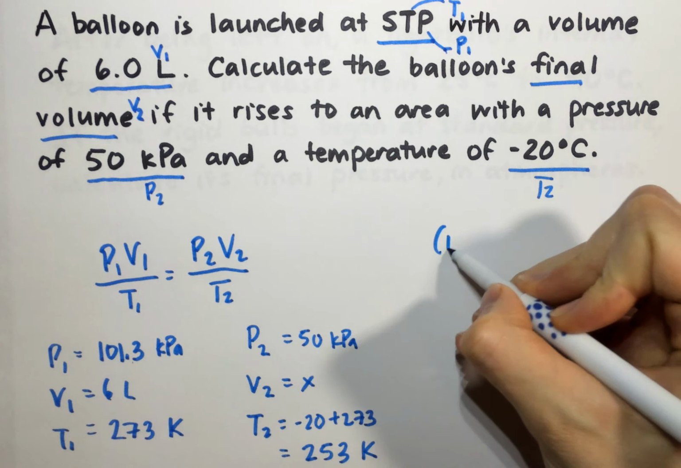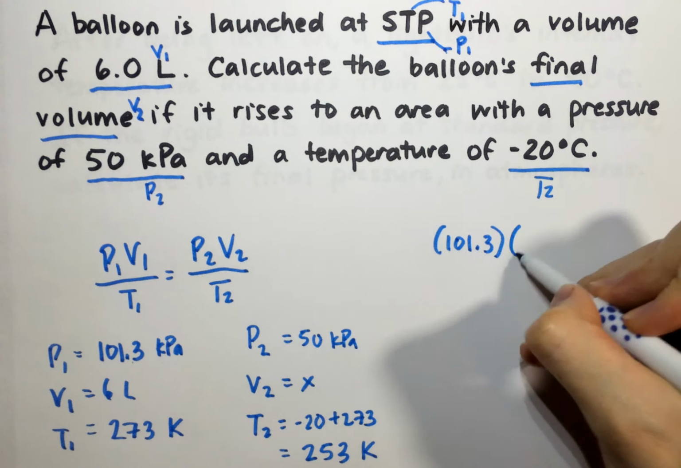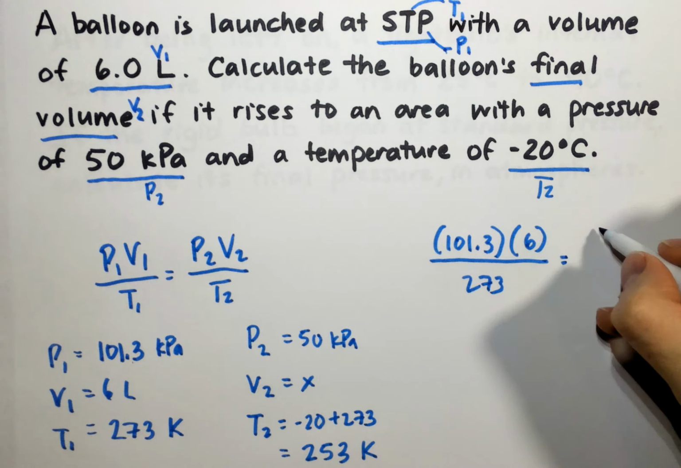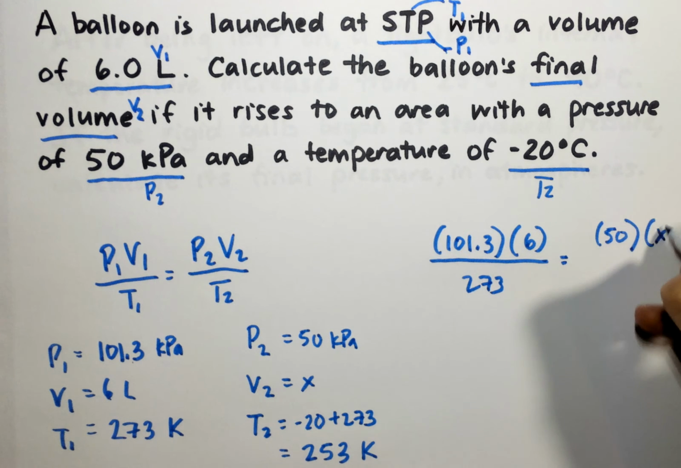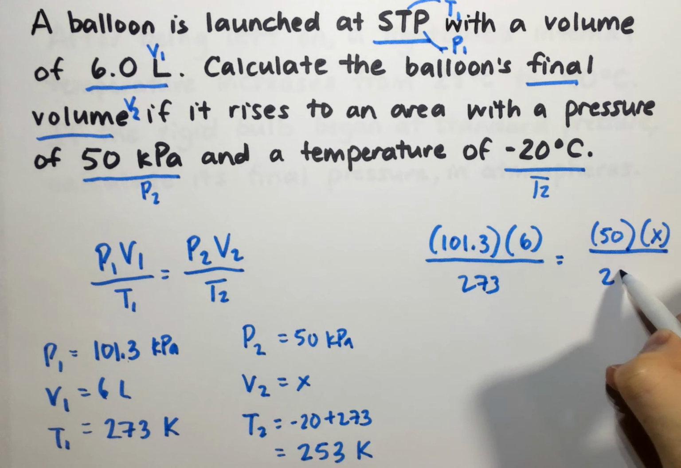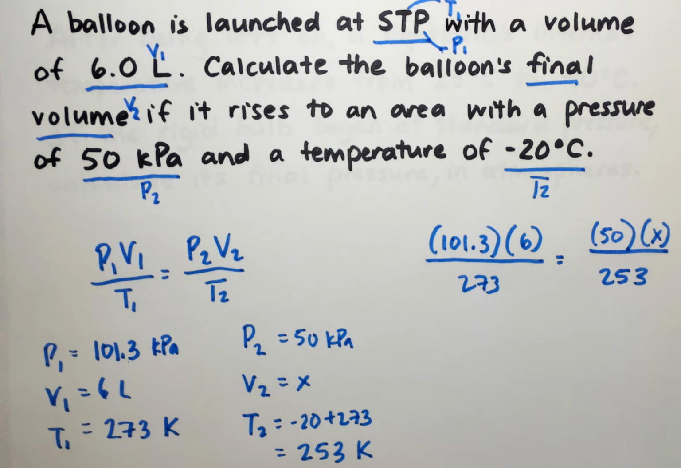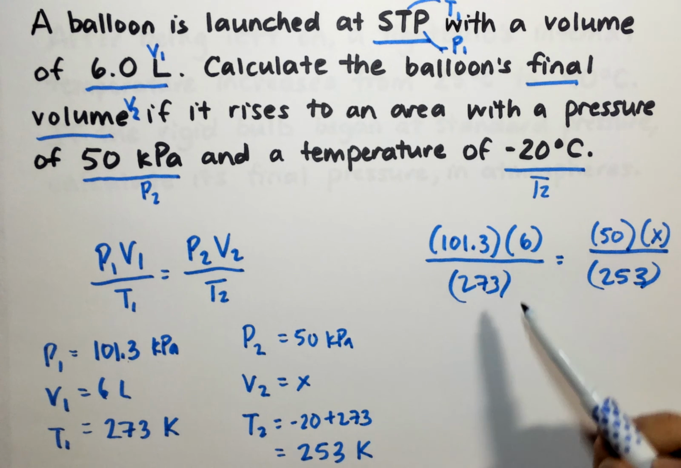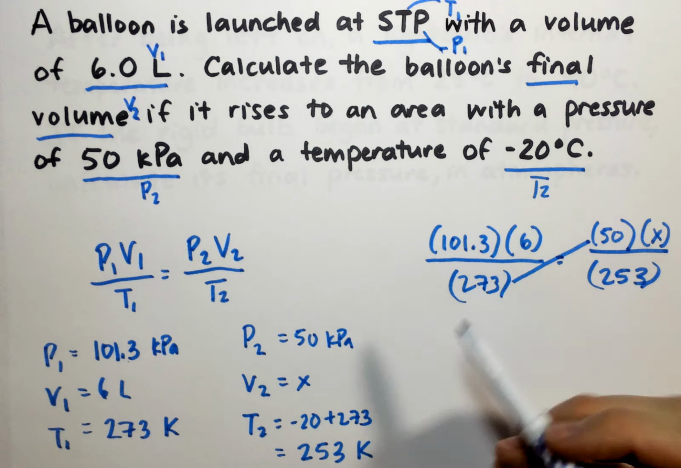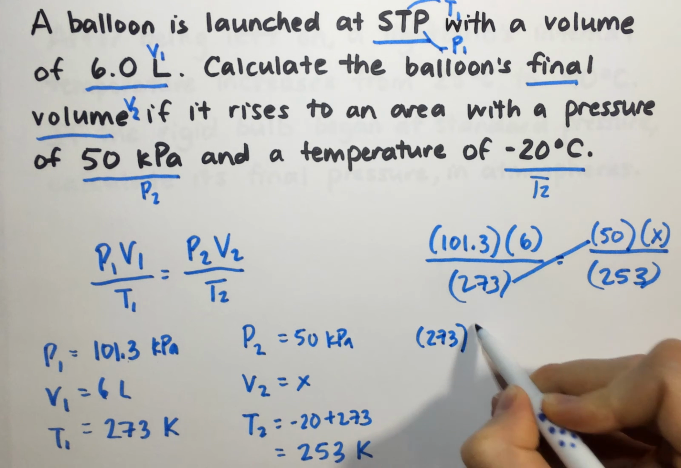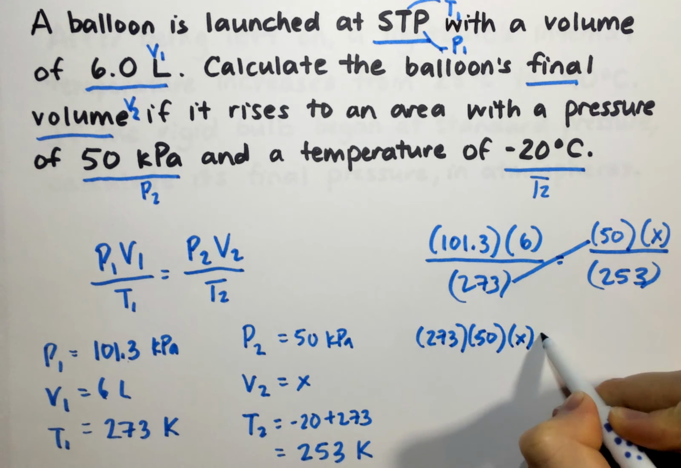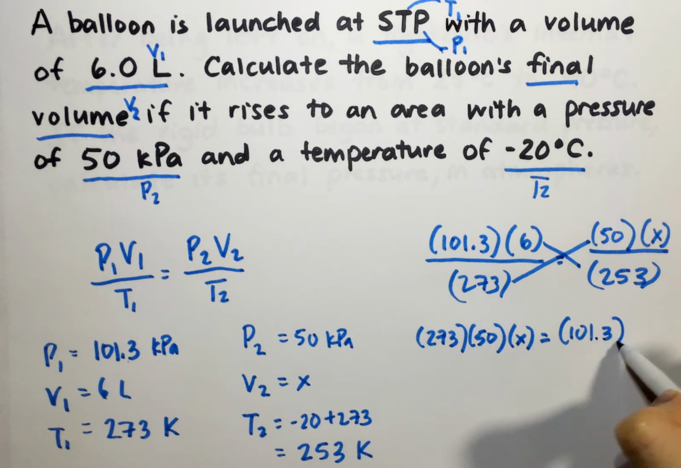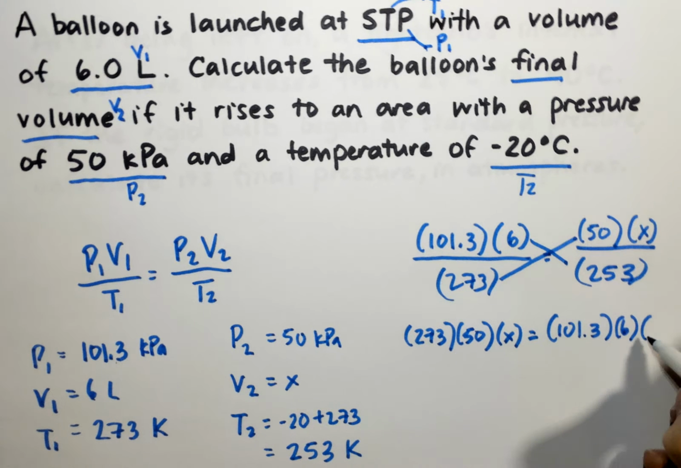So let's plug our numbers into the right places. 101.3 for P1, 6 for V1, and 273 for T1. And that's going to equal 50 for P2, X for V2, all divided by 253 for T2. When you're solving this type of equation, all we're going to do is throw parentheses around everything and cross multiply as we see it. 273 times 50 times x is going to be equal to 101.3 times 6 times 253.